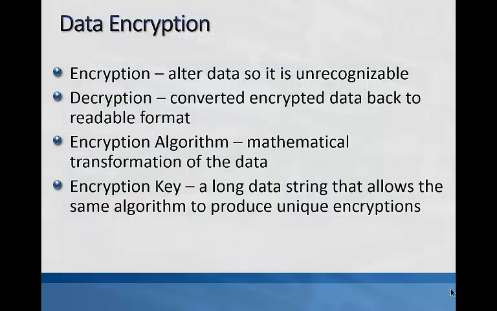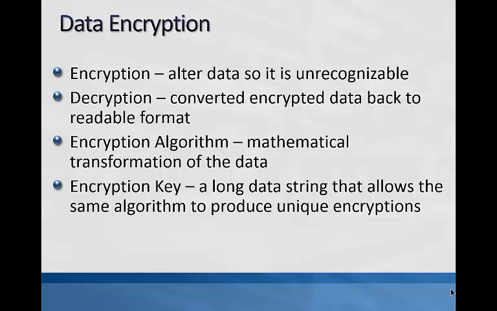Let's begin by defining a few terms. Encryption is the process of altering the data so that it is unrecognizable. Information or knowledge cannot be extracted from encrypted data. It is secure. Decryption is the process of removing the encryption and restoring the data to its original form so that it can be understood. Encryption algorithm is the mathematical transformation of the data that encrypts it. And the encryption key is the method that the algorithm uses.